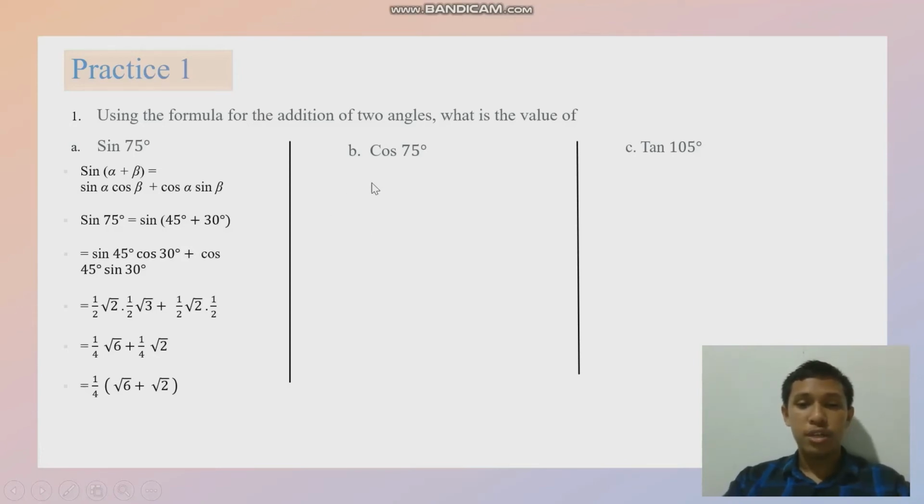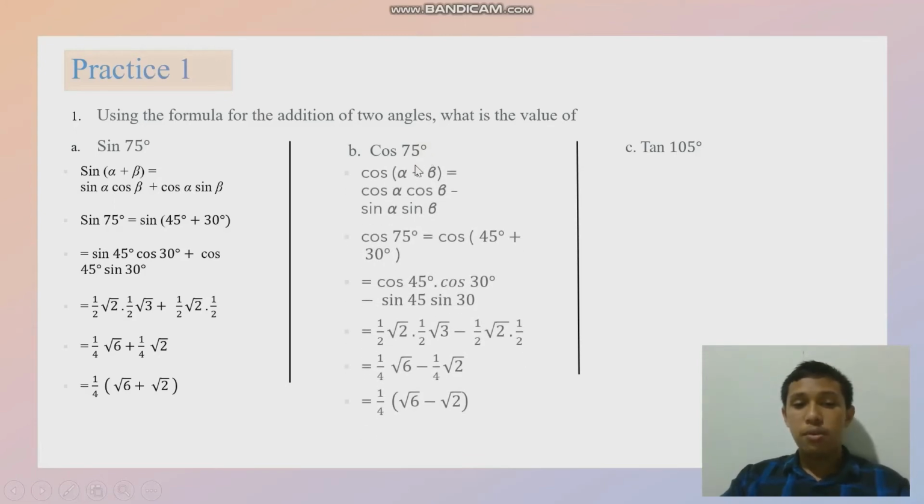And the next question is, what is the value of cos 75 degrees? For the answer, I use cos(alpha plus beta) equals cos alpha cos beta minus sin alpha sin beta. So I can write cos 75 degrees equals cos(45 degrees plus 60 degrees), which equals cos 45 degrees times cos 30 degrees minus sin 45 degrees times sin 60 degrees.